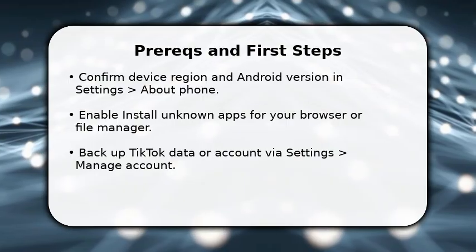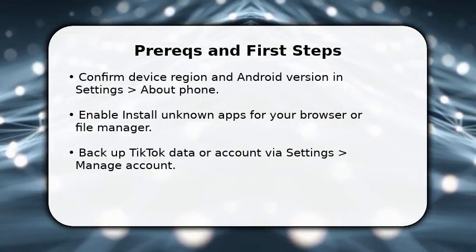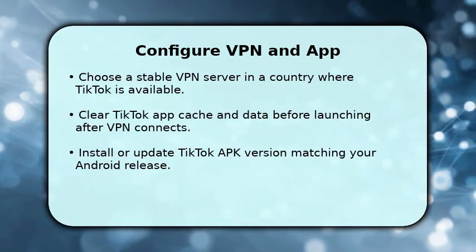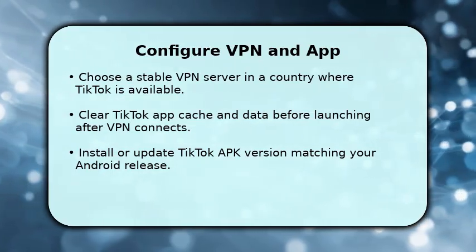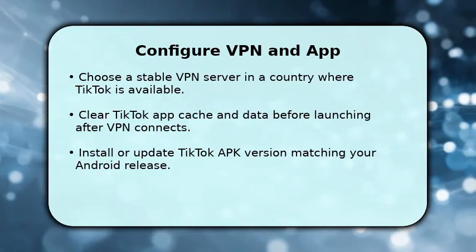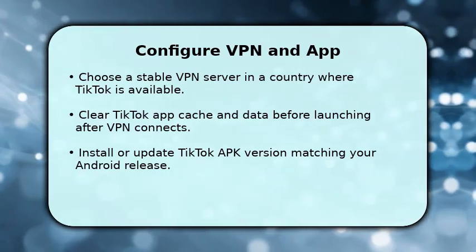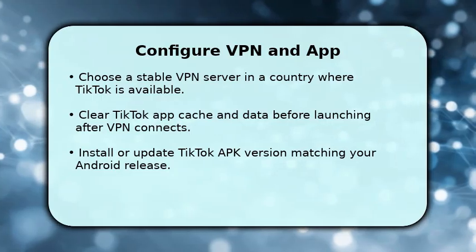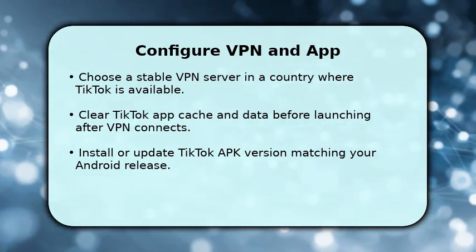These first steps remove restrictions and prepare your phone to accept the new network and app settings. Connect the VPN to a country where TikTok services are available and verify location using a simple web search or IP check site. Once connected, force stop TikTok, clear cache and app data so regional flags reset, and relaunch with the VPN active. This forces the app to detect the new location.